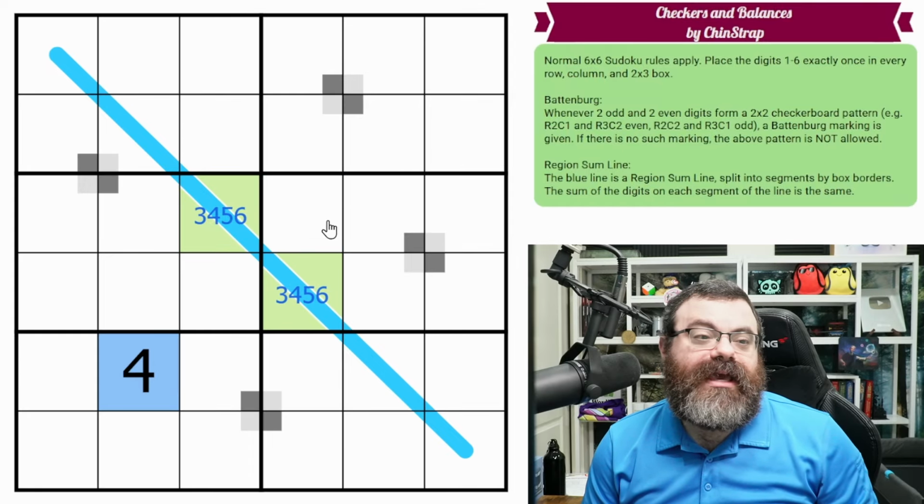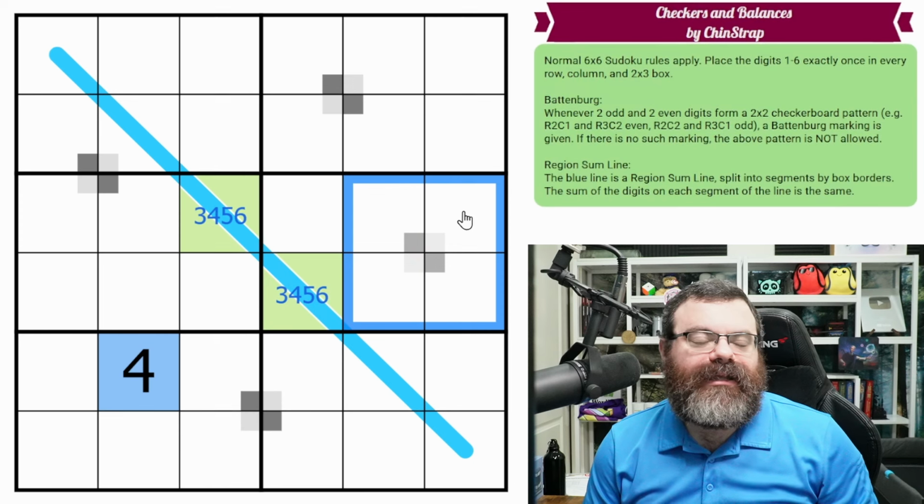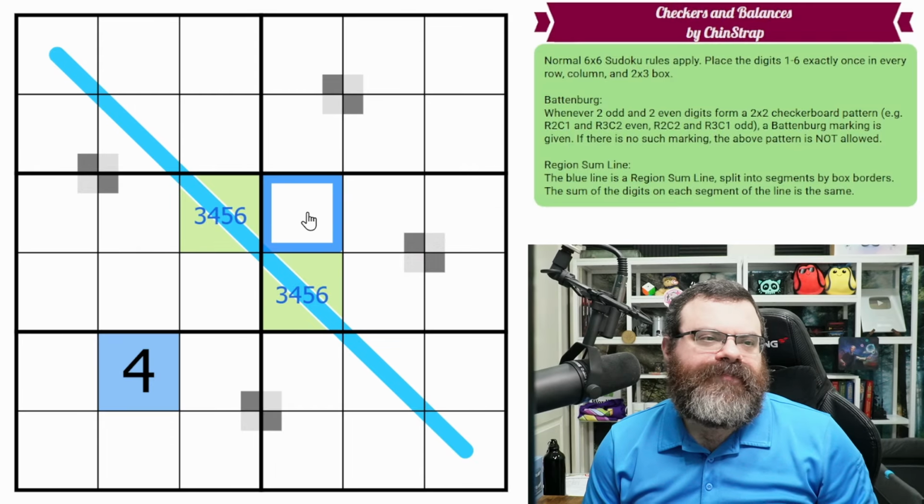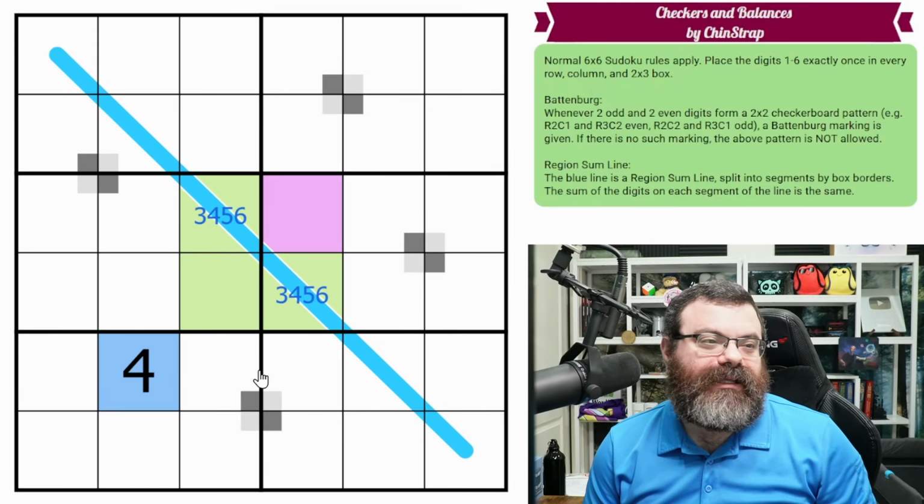So, okay, something we know about this box is that this Battenberg pattern is forcing it to have exactly 2 greens and 2 purples, which removes all of the greens from the box. This uses up the rest of the greens. We only have 3 evens and 3 odds. And so this has to be purple. And so now in order to prevent the Battenberg, this must be a green digit. All right.